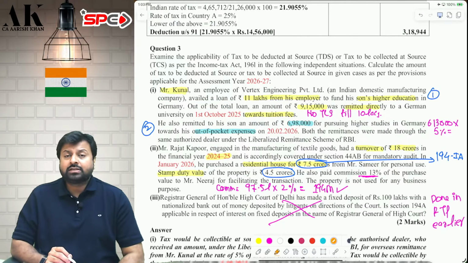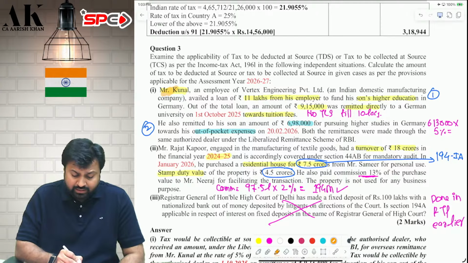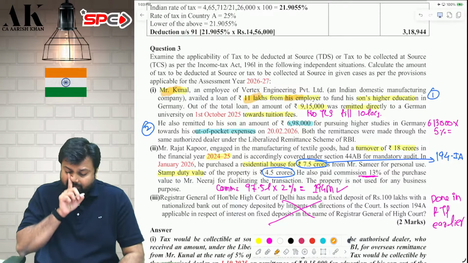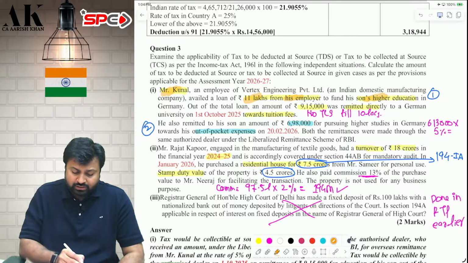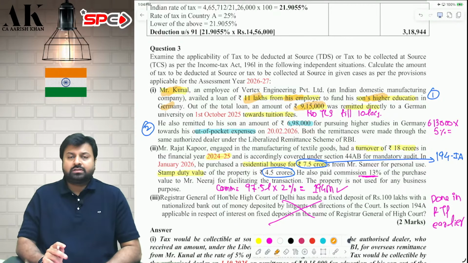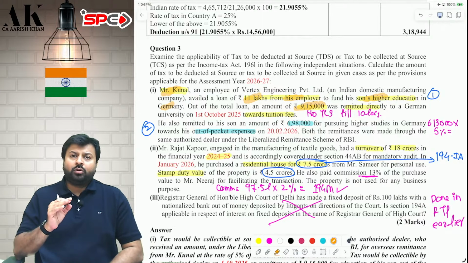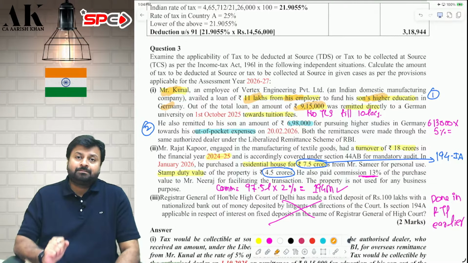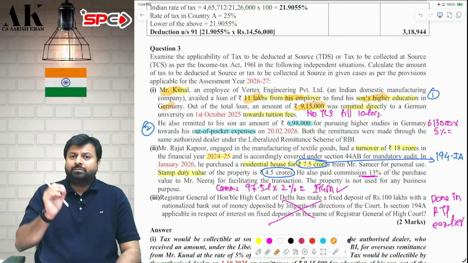Next question is on TDS and TCS. Mr. Kunal is an employee of an engineering company, Vertex Engineering Private Limited. He has taken a loan of 11 lakh from his employer for his son's education in Germany. But out of that, he has remitted only 9,15,000 rupees. So, TCS is definitely applicable, but up to 10 lakh rupees it is exempt. Above 10 lakh rupees, it is taxable. Taxable at what percent? 5%.